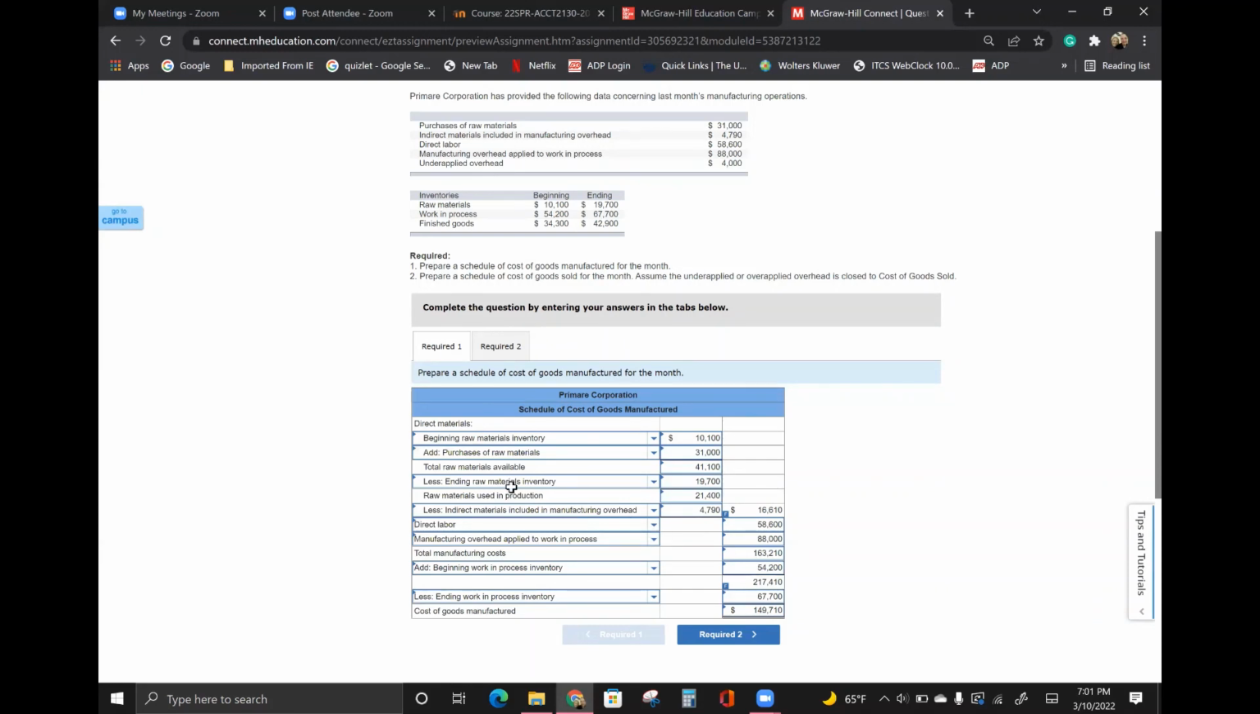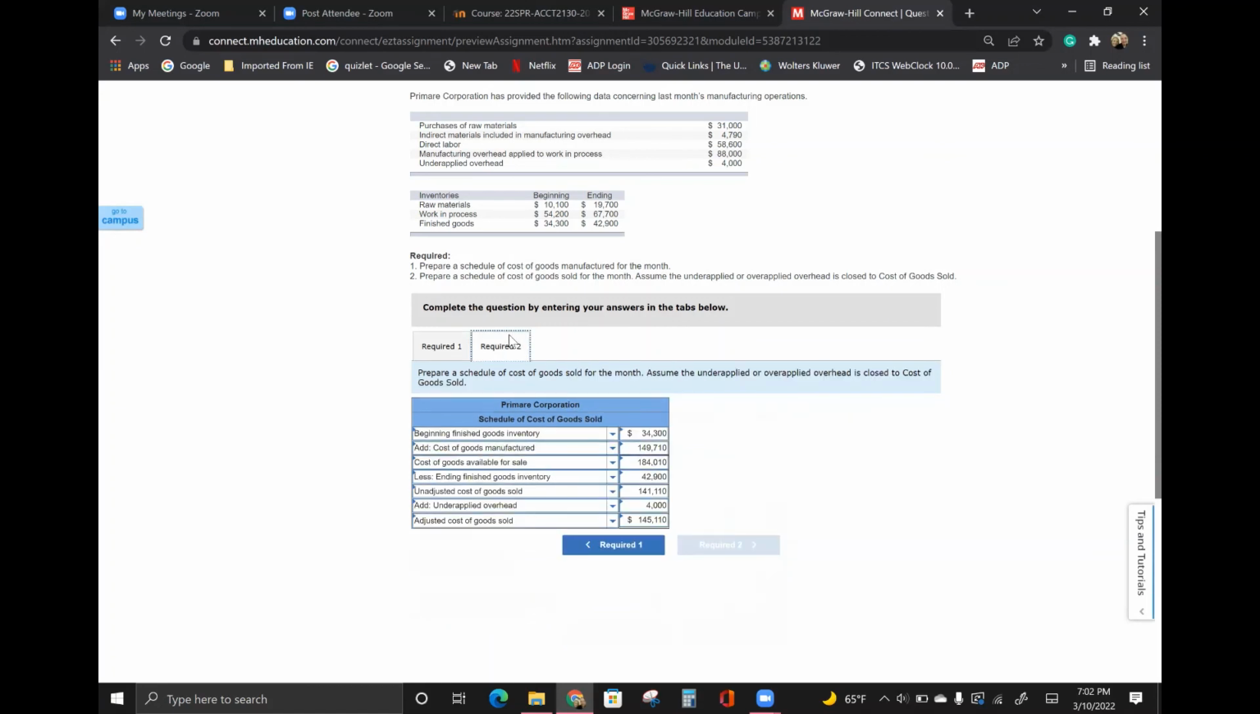All right. And then we have the direct labor. So you would do the same thing. Then you have your cost of goods manufactured in the end. So it's walking through the slides that we did for the lecture. So it should be helpful when you fill these out. Okay, so you're doing your schedule. And then for the second part, you're going to prepare the schedule for the cost of goods sold for the month.